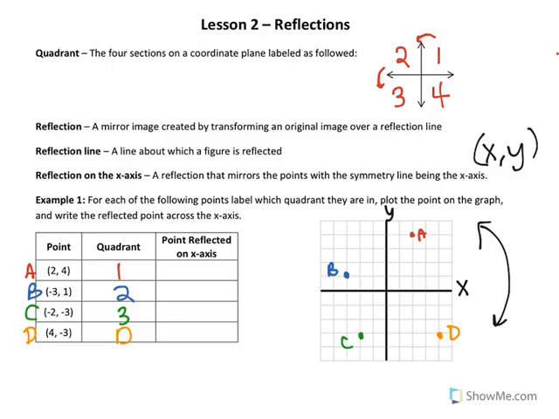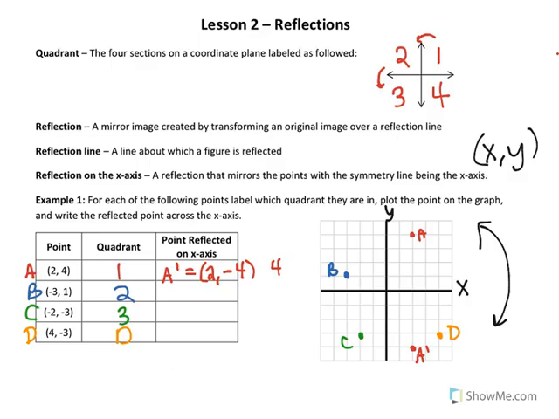If we wanted to reflect our A point, instead of it being above the x-axis, now it's going to be below the x-axis. So we're going to call this point A prime. That's our new point. Our x value doesn't change at 2, and our y value changes to be -4. And it's now in quadrant 4.